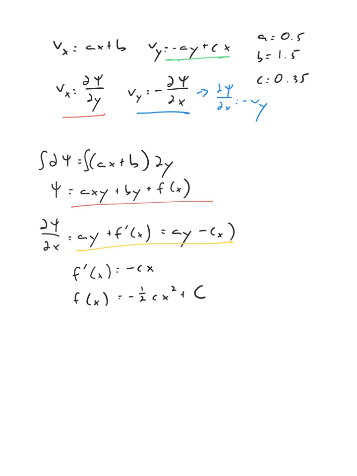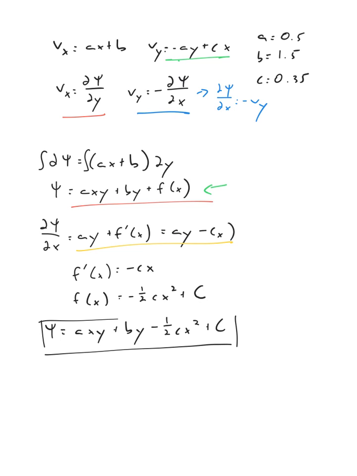Okay, so now we have f of x, and since we have f of x, we can now plug it into this equation right here, and now we have psi. We can just plug it into that equation, and we get axy plus by minus 1/2 cx squared plus big C. Okay, so that's our stream function. Yay, we're happy.